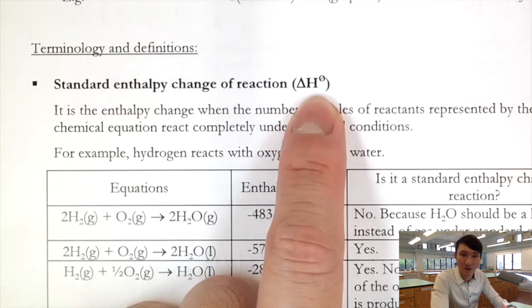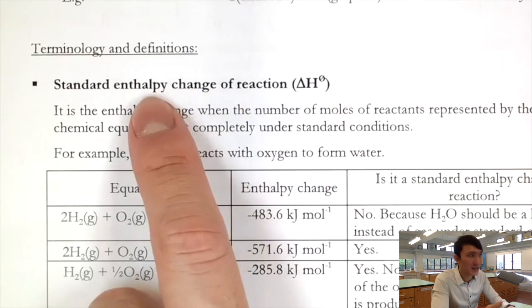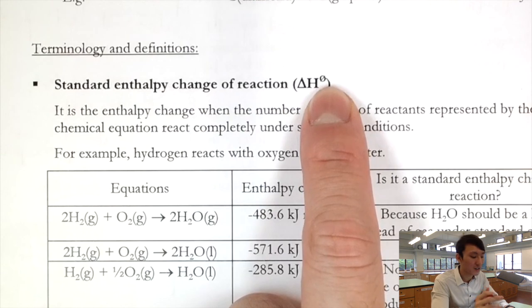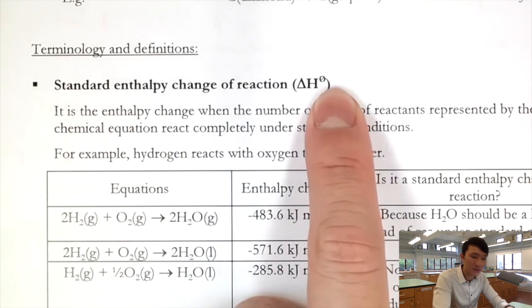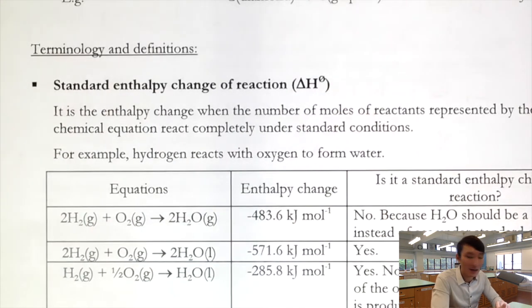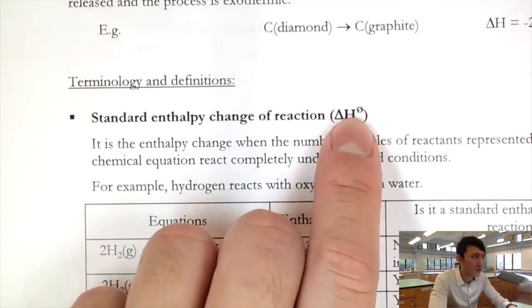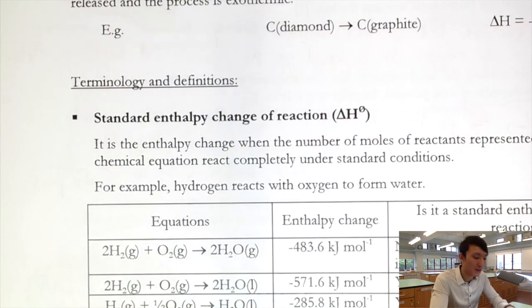Now look at the symbol. Very often we will use the symbol to represent it. So delta H, delta means change, H means enthalpy, and this naught, we say delta H naught. This naught basically means standard. So if you see this, that means the reaction must take place under this set of conditions. If you don't have this naught, it just takes place at a certain condition, which may not exactly be the standard conditions.